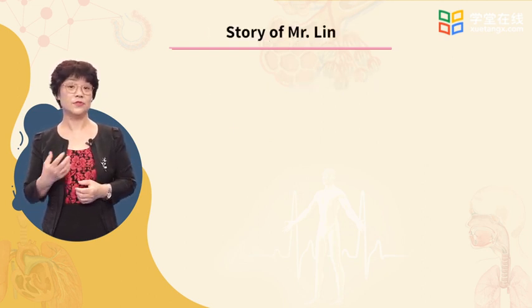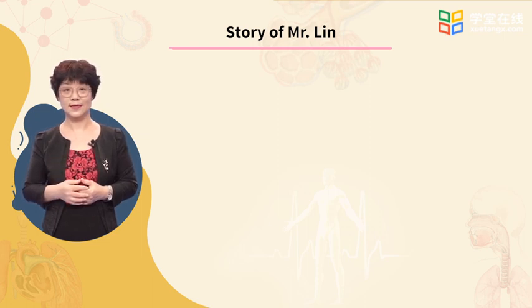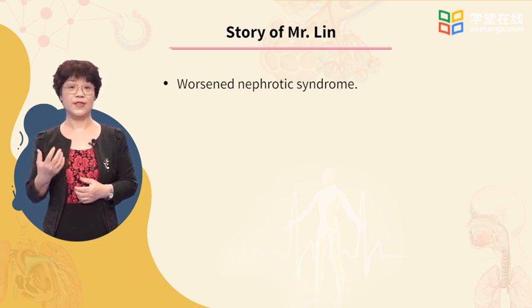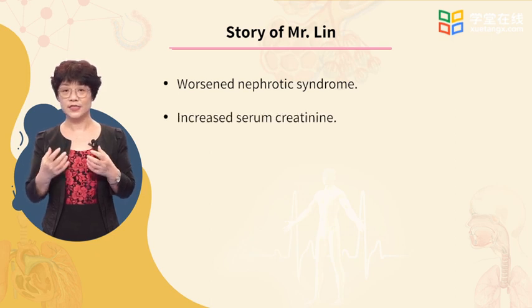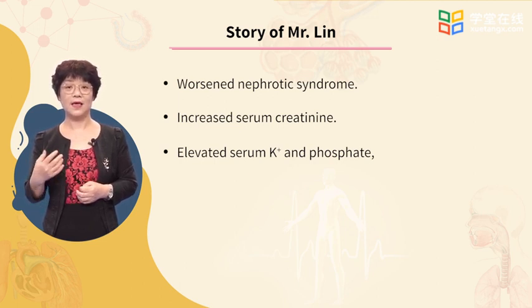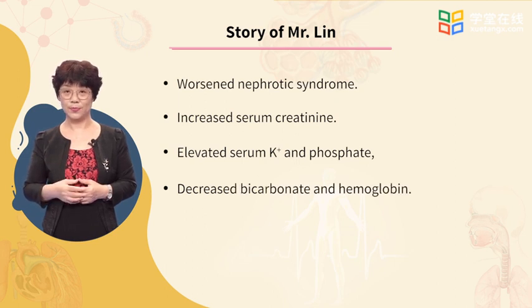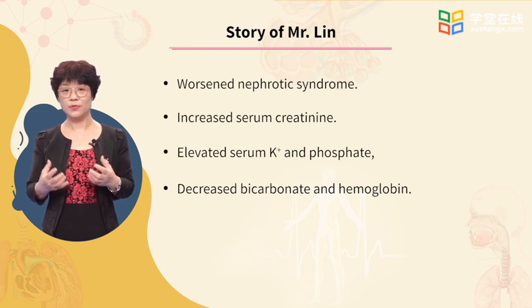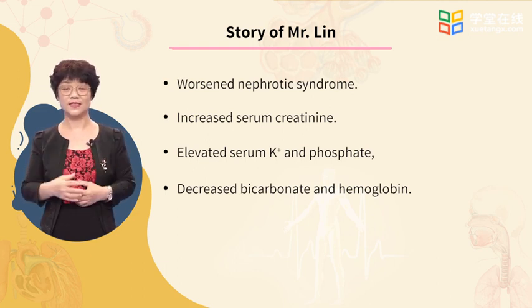Let's continue with the story of Mr. Lin. He is diagnosed with nephrotic syndrome. His condition worsened in the past few years. Investigations reveal that he has dramatically increased serum creatinine, elevated serum potassium and phosphate, and decreased bicarbonate and hemoglobin. How did these changes happen? You will be able to explain all these abnormalities when we finish today's discussion.